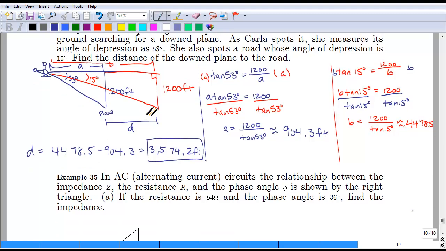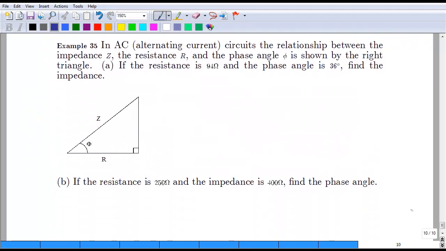So we have one final example here, and it deals with electronics. In an AC, or alternating current circuit, the relationship between the impedance Z and the resistance R, and the phase angle is shown by the right triangle I have drawn. Suppose you are told that the resistance is 94 ohms, and that symbol there is a Greek letter omega, means ohms, and the phase angle is 36 degrees. If you want to find the impedance, which trig ratio would you use and find it?